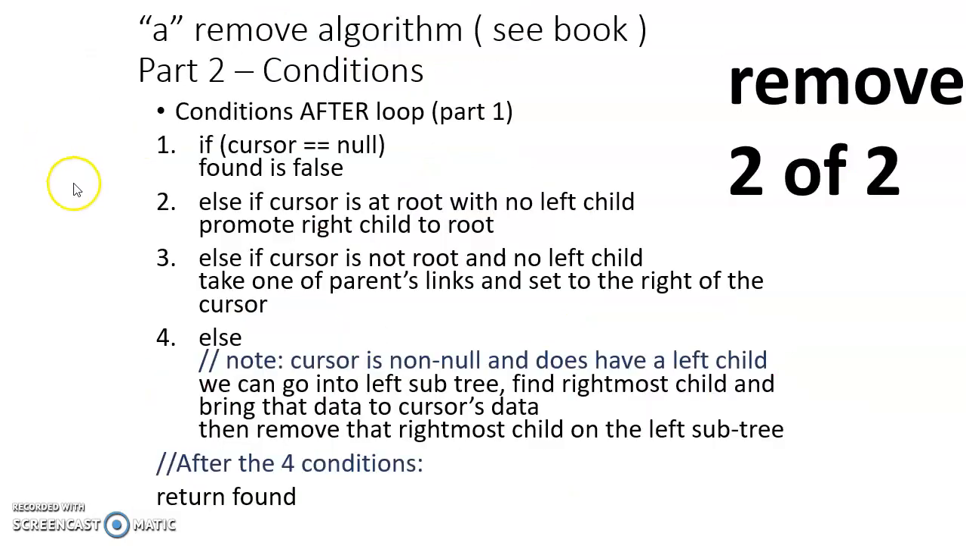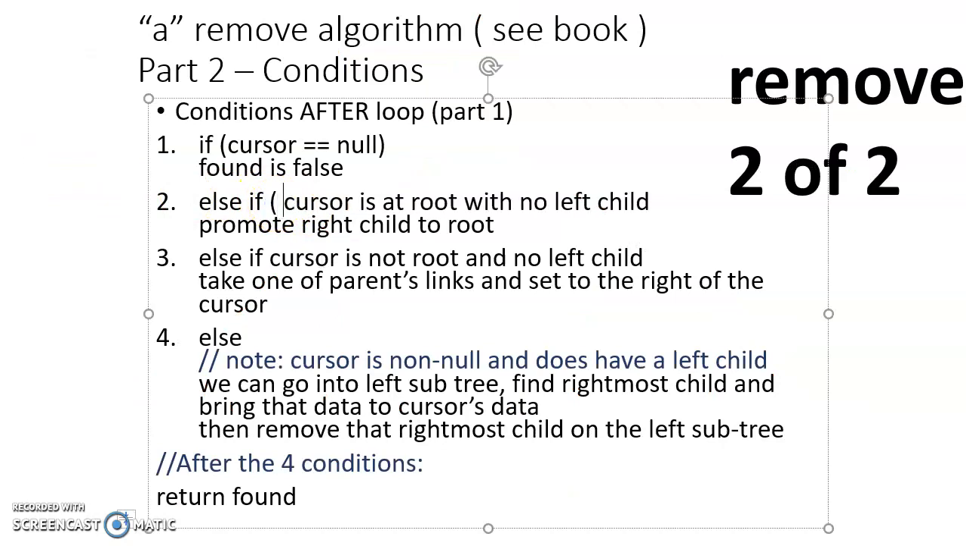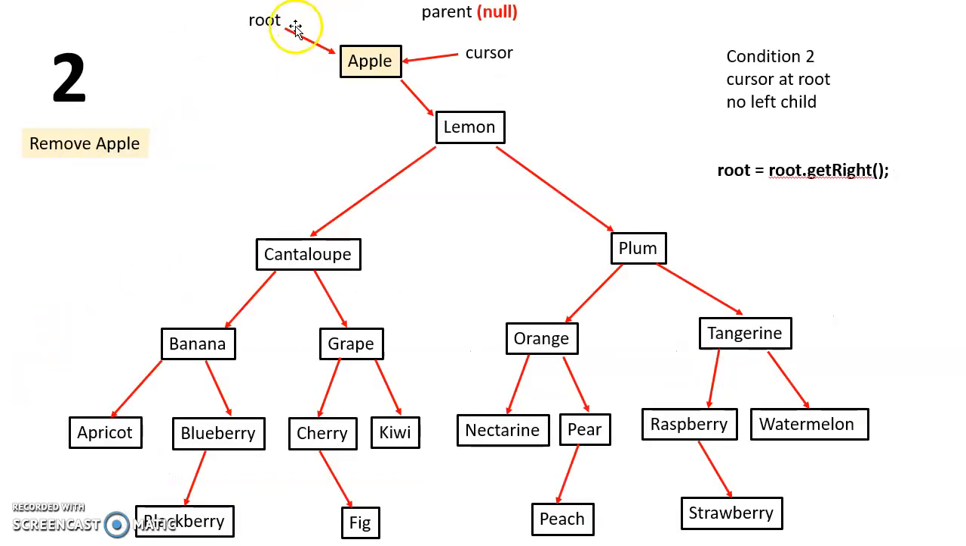Now, one thing, if I jump back here for a second, the test for cursor is at root, we actually can do equals equals, because what it's doing is comparing the pointers. Do these things point to the same thing? So cursor equals equals root is going to be looking at the memory addresses, and finding out, are this memory address and this memory address pointing to the same thing?